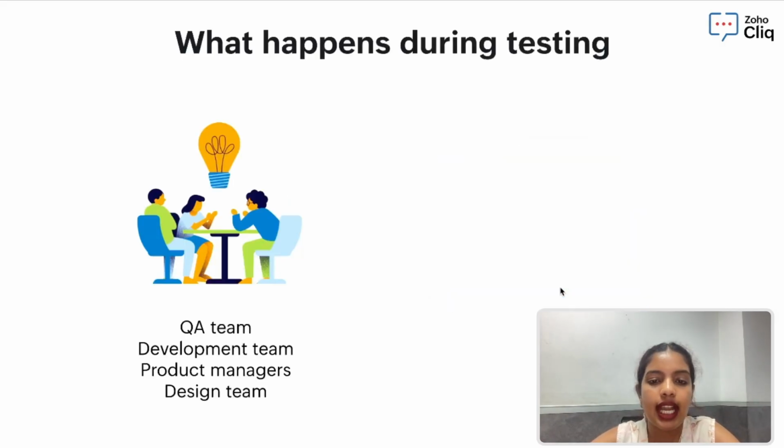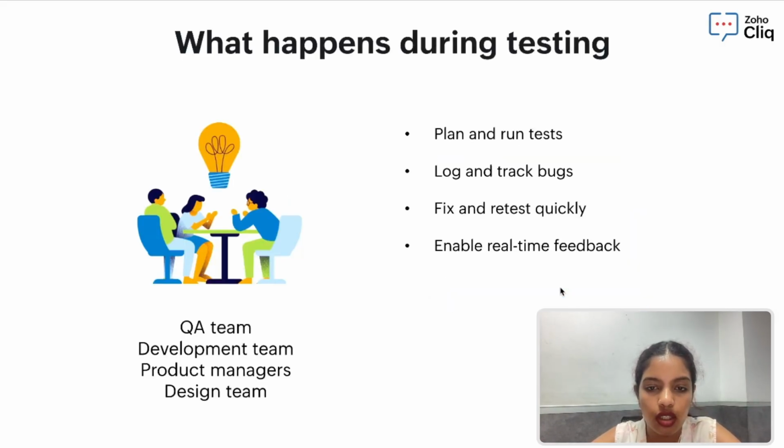So this is what exactly happens during testing, and who is involved in it is what we're seeing. It starts with the QA team. They plan and run structured test cases, log bugs, and track every issue in real time. And as bugs come in, the development team jumps in to fix it, test, and push updates. Since everything is happening in shared channels, there's no lag. Fix gets validated almost immediately.